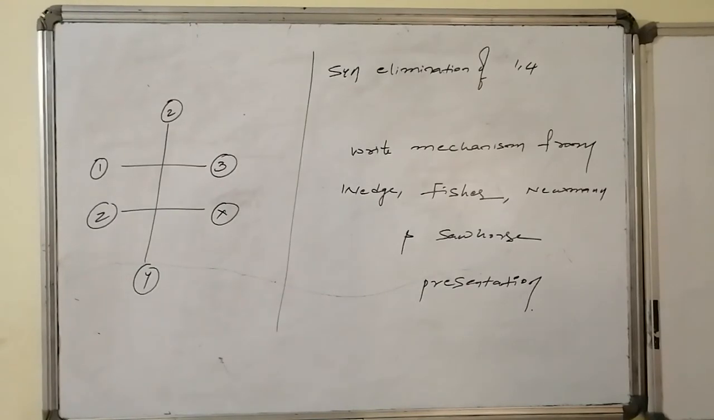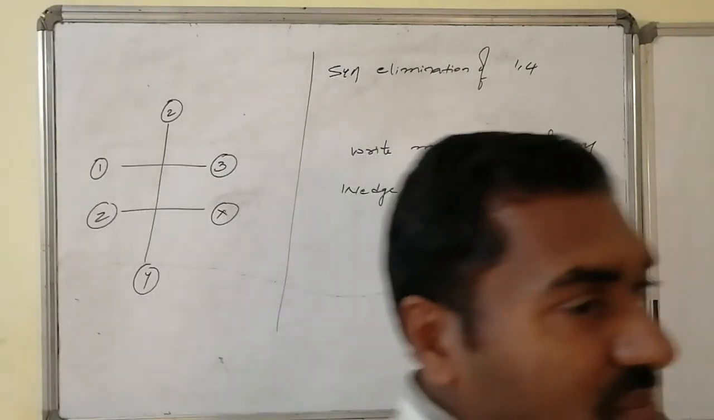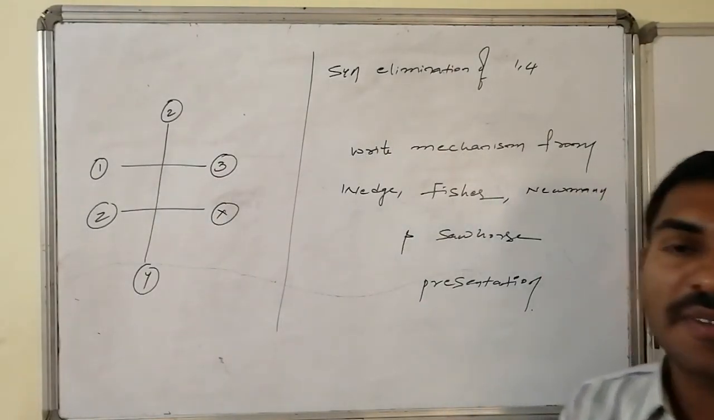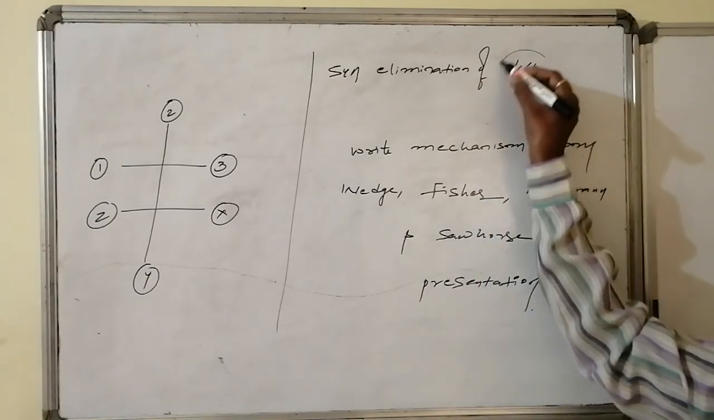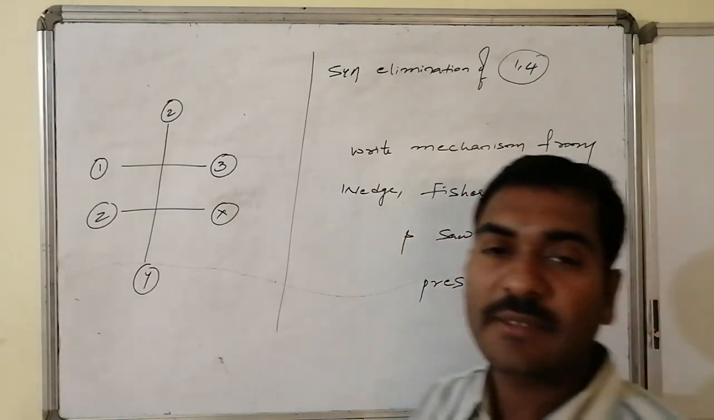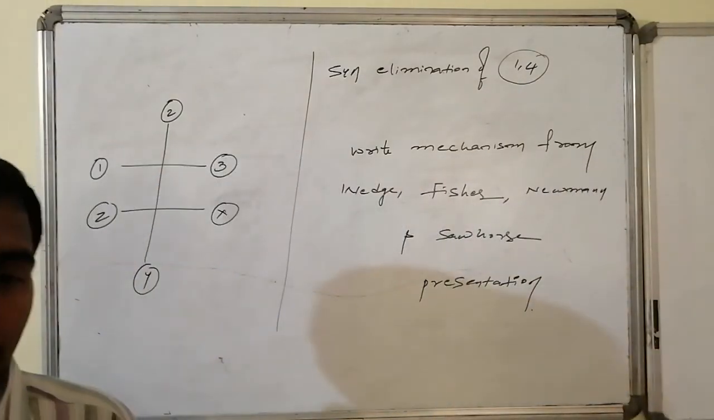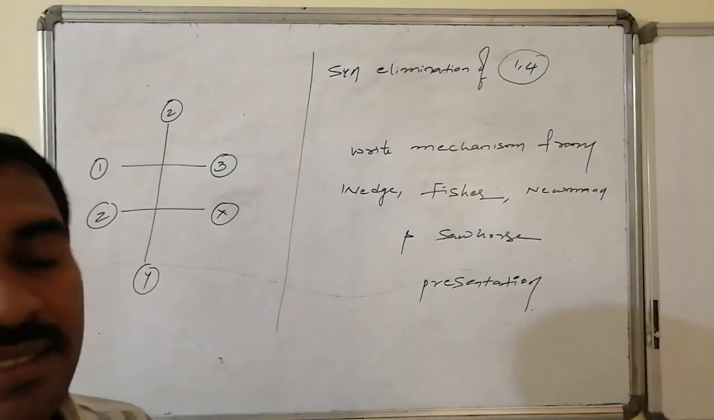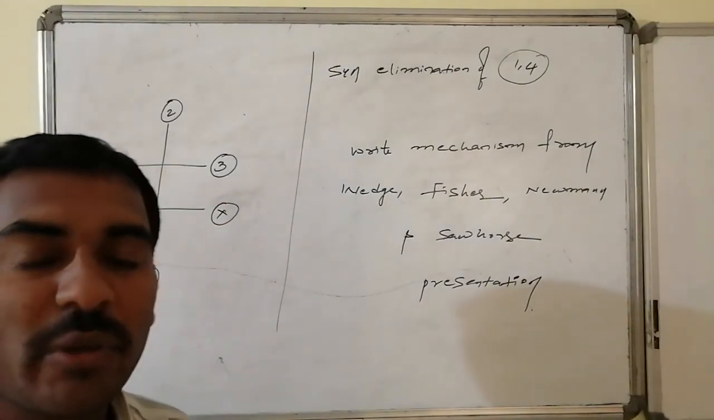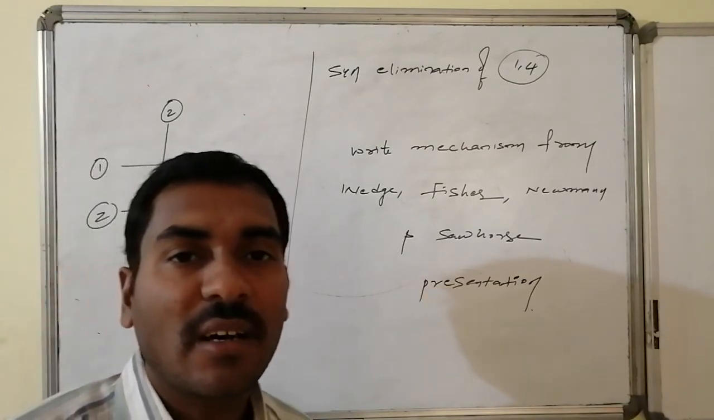Yes, a question for you. A Fischer presentation was given for the two carbon system connected with valencies 1, 2, 3 as well as X, Y, Z of the first and second carbon atoms. Syn elimination of groups 1 and 4 is going to occur. Now you are expected to write the corresponding product via different presentations like wedge presentation, Fischer presentation, Newman presentation as well as the Sawhorse presentations.